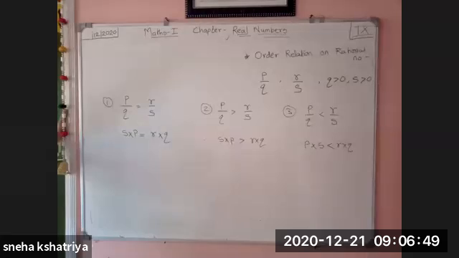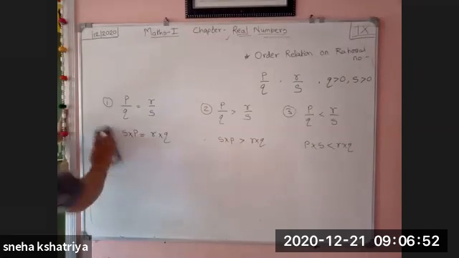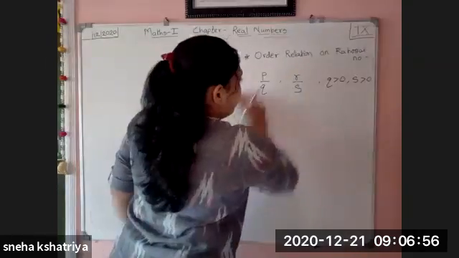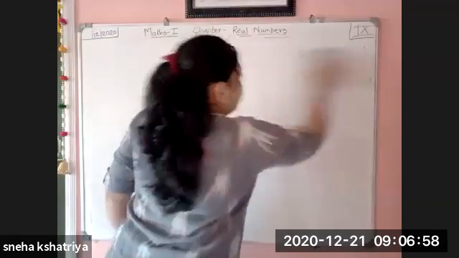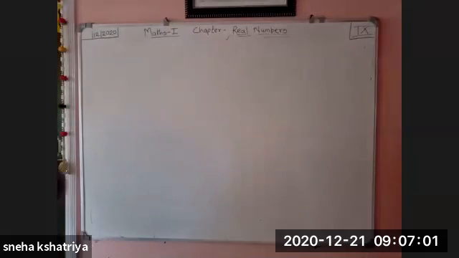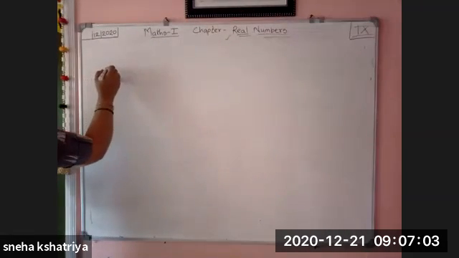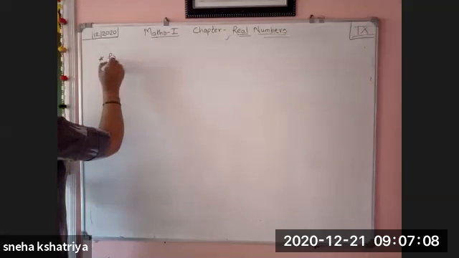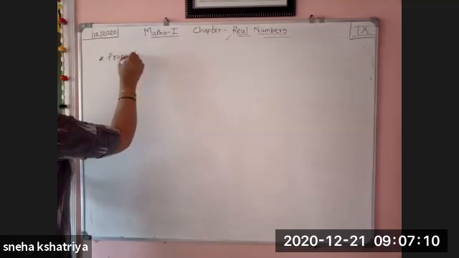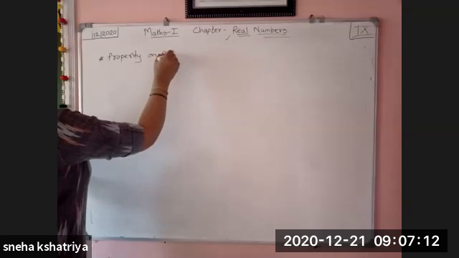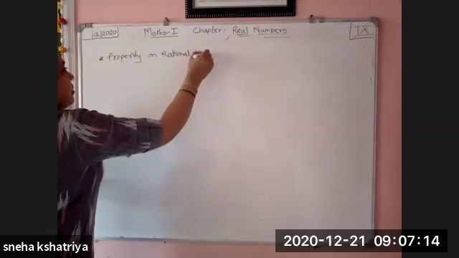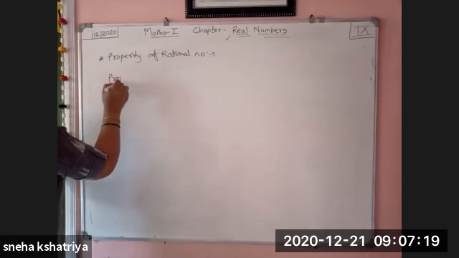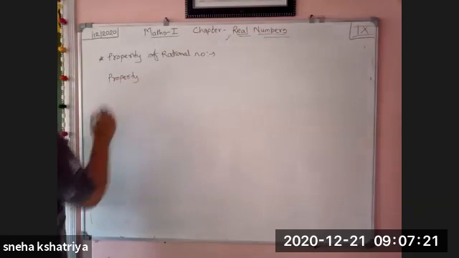Next is properties of rational numbers. Okay, now we will see what are the additive properties and multiplicative properties of rational numbers. Okay, so here we will write down the property on rational numbers, property of rational numbers. So here we are going to write down the properties.